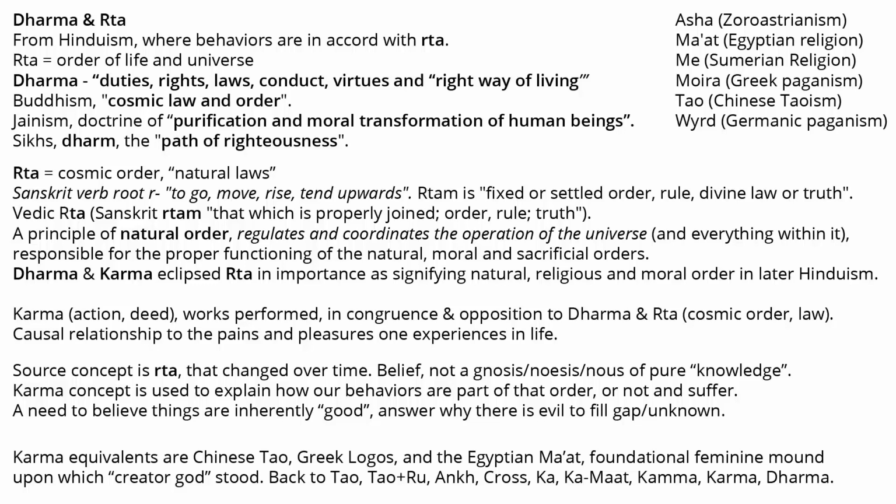And Buddhism, it's about the cosmic law and order. So Hinduism, it's about behaviors in accordance with rota, with the order and life of the universe. Buddhism is about cosmic law and order. Jainism is the doctrine of purification and moral transformation of human beings. The Sikhs have Dharma. It's the path of righteousness, which is what Ma'at is. Ma'at is all about righteousness.